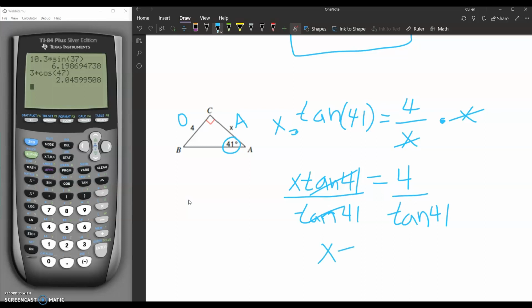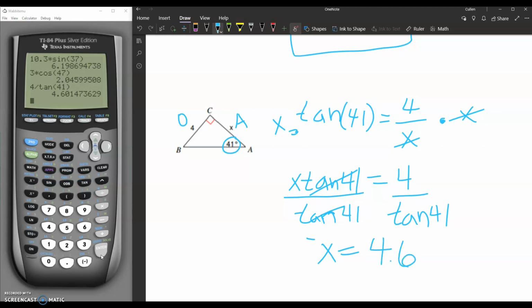So that will give you x equals, and now on our calculator I'm going to do 4 divided by tangent. You don't have to put that in parentheses, sorry, divide by tangent, and close the parentheses for this one, tangent 41. Okay, and then that will give me x equals 4.6.